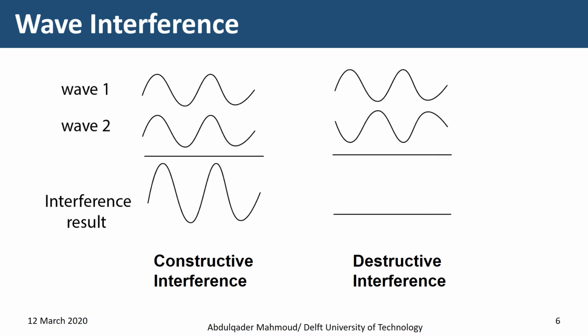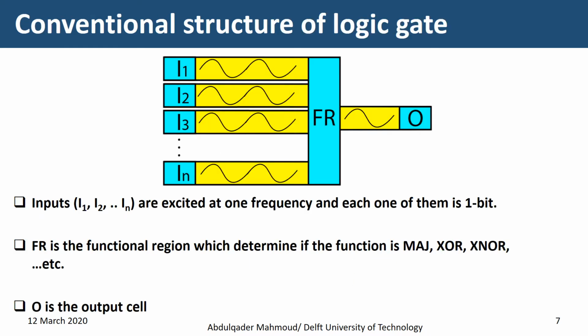Now, how can we benefit from the wave interference principle? That is established by the approach of logic gate, where n cells are used to excite n spin waves with the same frequency, and they are interfering in the functional region, and at the end the result of the interference is captured at the output cell.